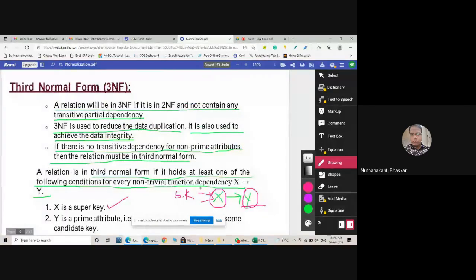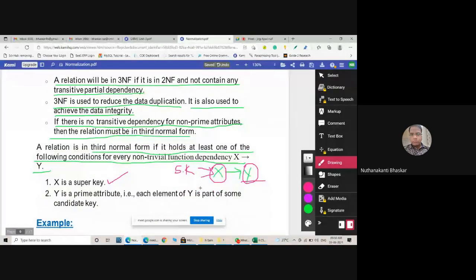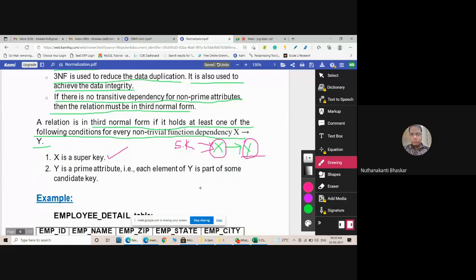All of you clear? All of you clear about this? If it is clear, I will go with examples. If there are any doubts, please ask me.